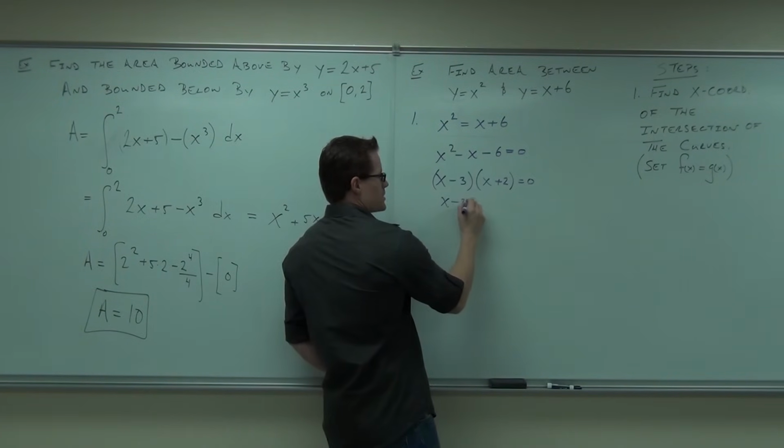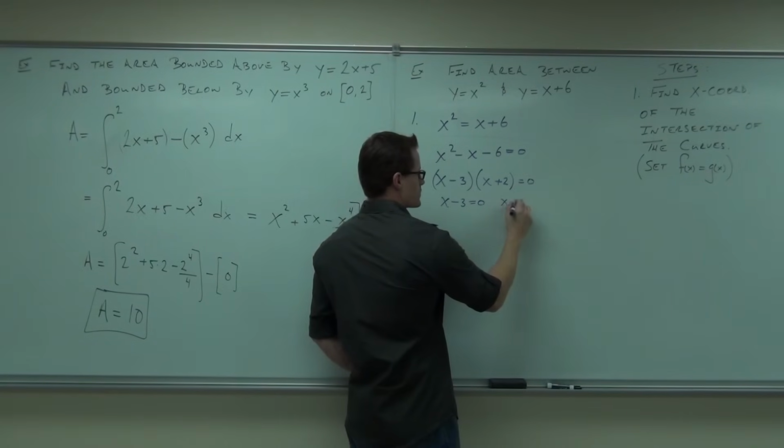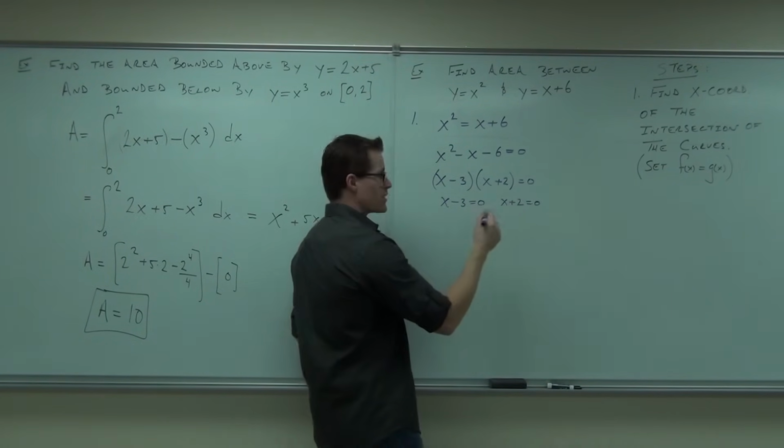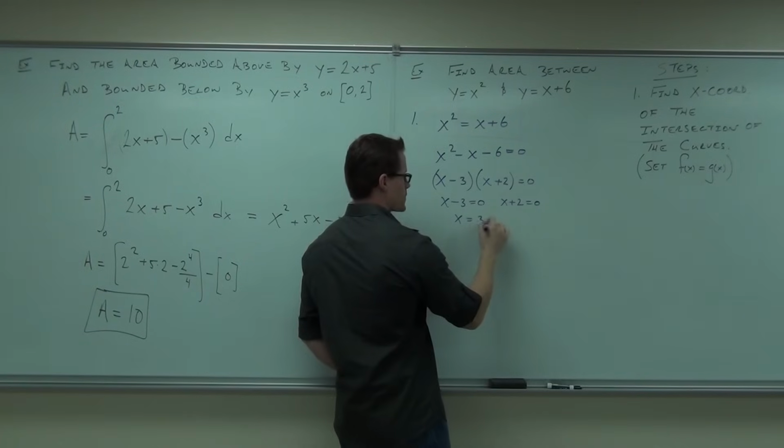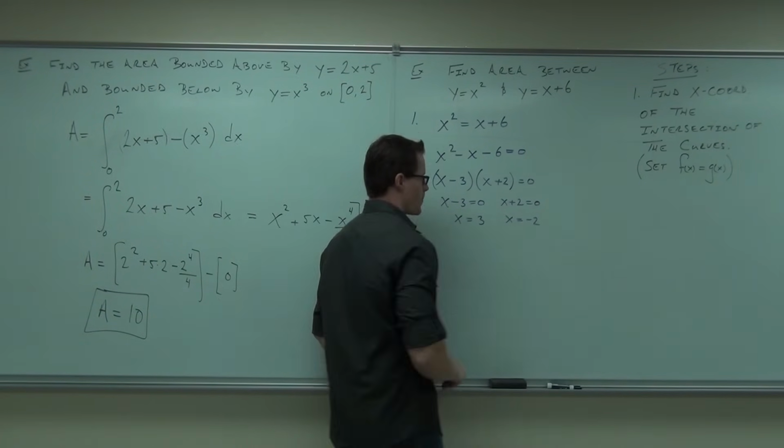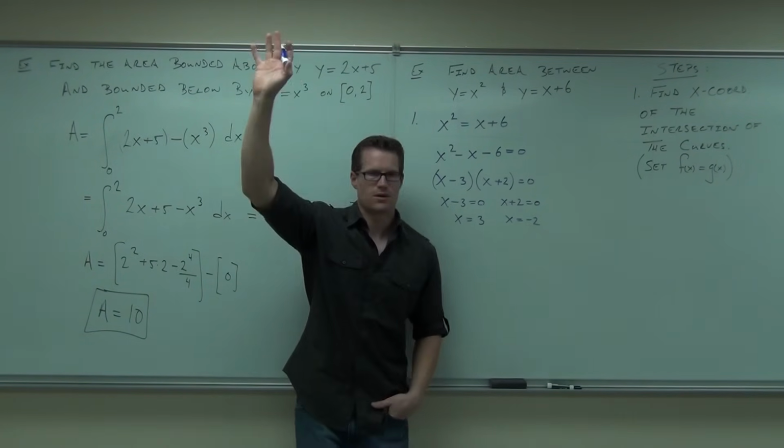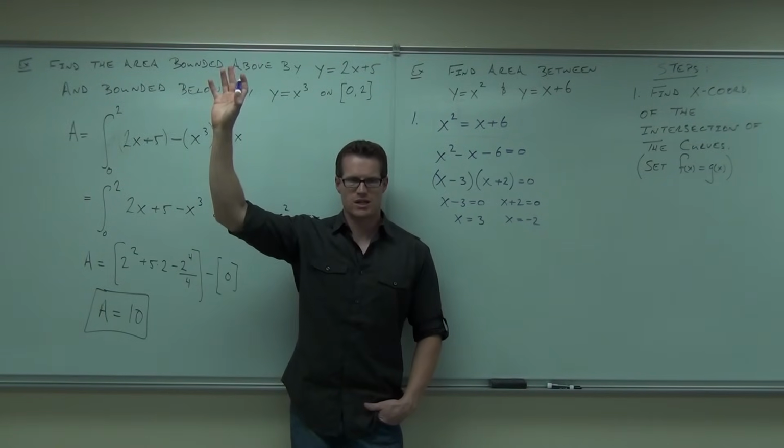That means x minus 3 equals 0. X plus 2 equals 0. Stop me if I make a mistake, by the way. You're allowed to do that. 3 and negative 2. How many other people got down to that far? Okay, so your algebra still checks out, right?